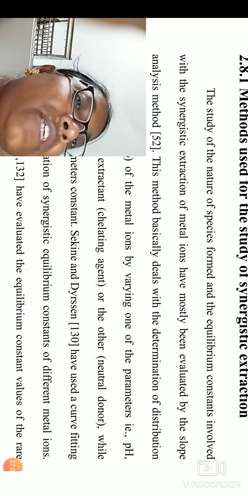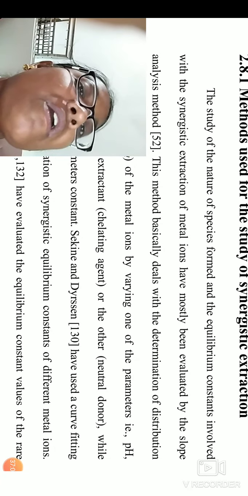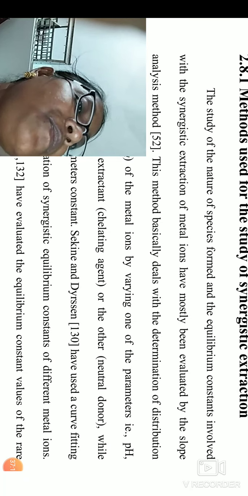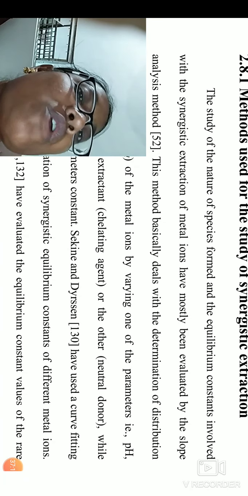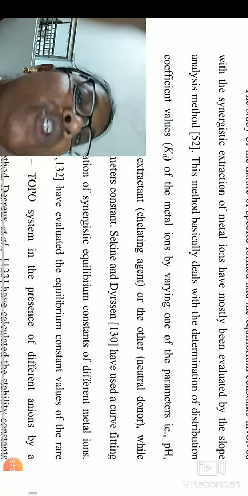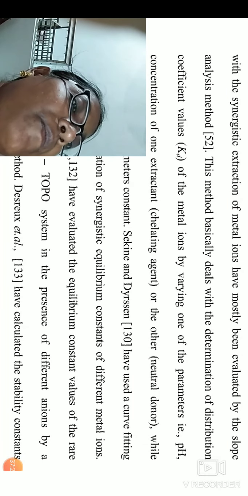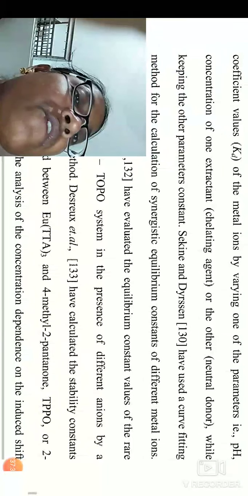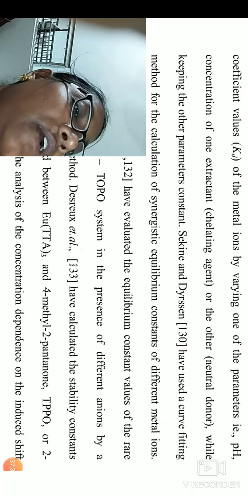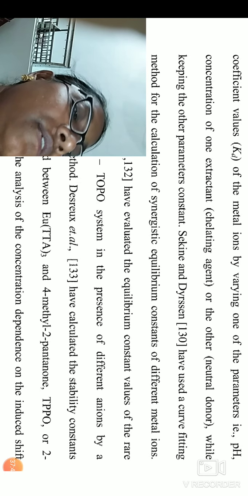The study of the nature of species formed and the equilibrium constants involved with the synergistic extraction of metal ions have mostly been evaluated by the slope analysis method. This method basically deals with the determination of the distribution coefficient value of the metal ions by varying one of the parameters, pH, or concentration of one extractant as a chelating agent or the other neutral donor, while keeping the other parameters constant.